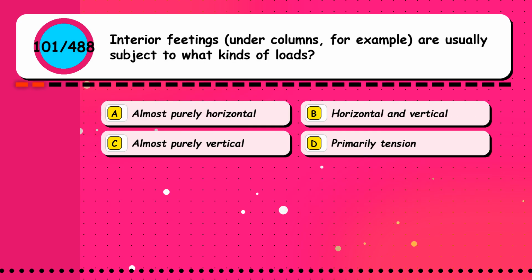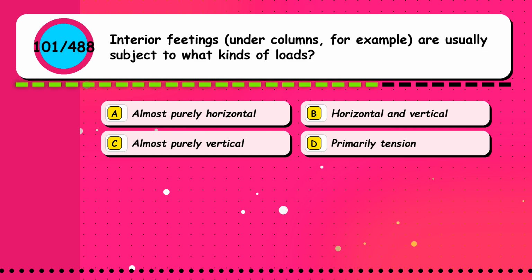Question 101. Interior footings, under columns, for example, are usually subject to what kinds of loads? Option A, almost purely horizontal. Option B, horizontal and vertical. Option C, almost purely vertical. Option D, primarily tension.